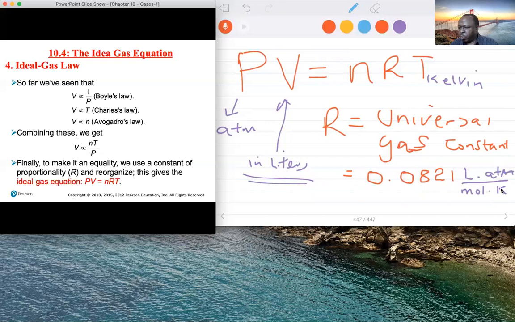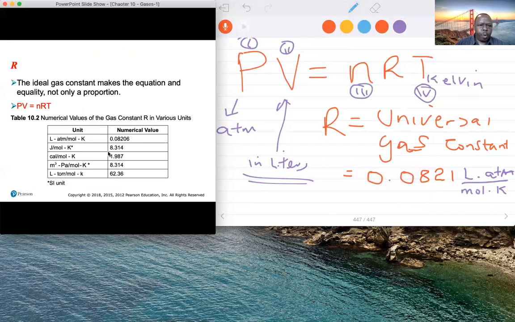No one will ask you to find R. Of course, R is given. So what you can be asked in the ideal gas equation is, you may be asked to find pressure given the other parameters. You may be asked to find volume. You may be asked to find the number of moles given other conditions. Or maybe you are asked to find the temperature. Given three of the four, you should be able to find the fourth one in the ideal gas equation.